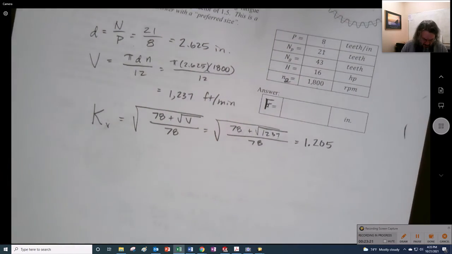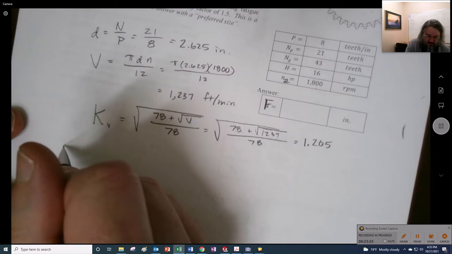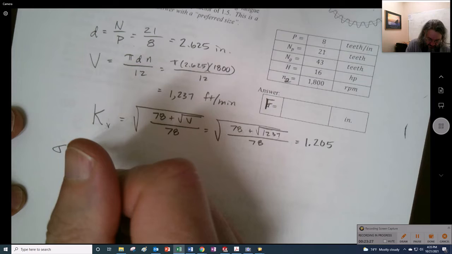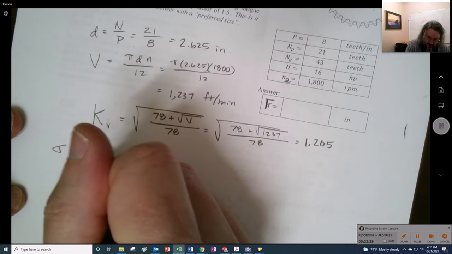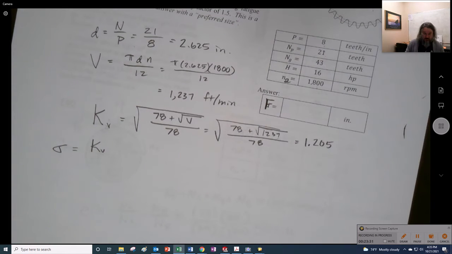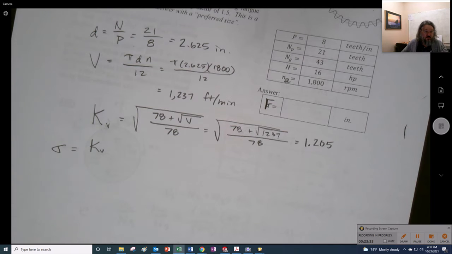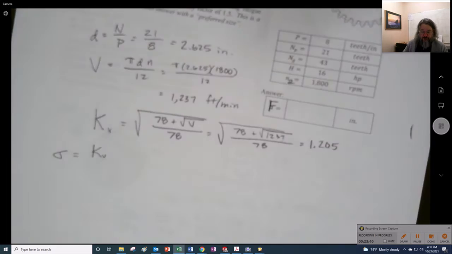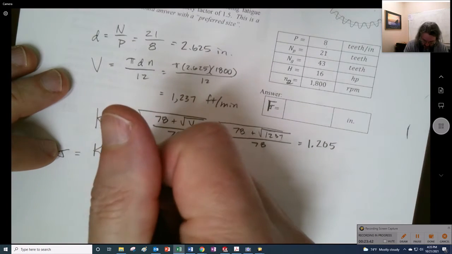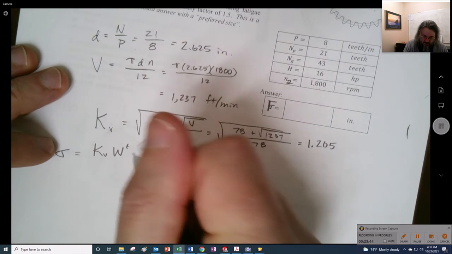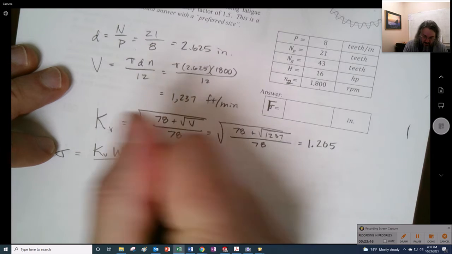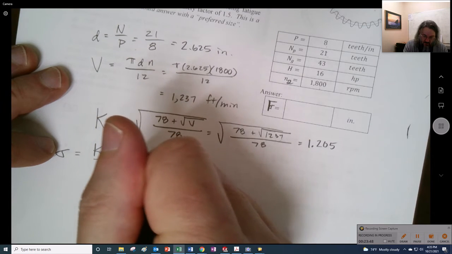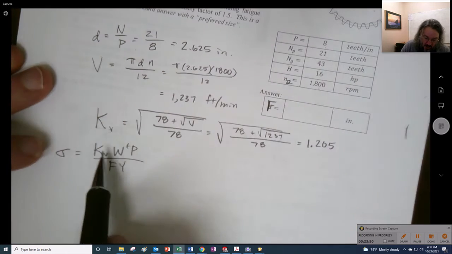All right, so now the next thing I want to do, I might want to write the equation that I want to get right here. The equation that we're going to use is going to be KV. It's this guy right here. I'm going to move this cable up. So this is the equation we're going to use. We're using Lewis, and get the transmitted load and P over FY. Okay, so I got the KV.